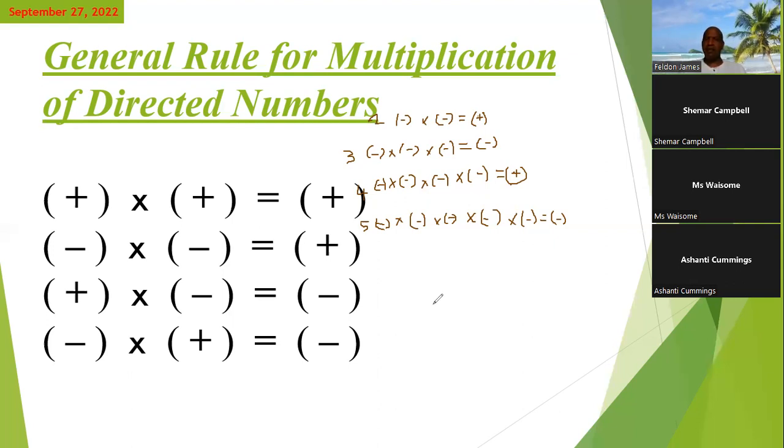If you multiply 3 negatives, you get negative. If you multiply 5 negatives, you get negative. If you multiply 7 negatives, you get negative. What is the pattern you see there? When you go up by 2, you get a positive answer.